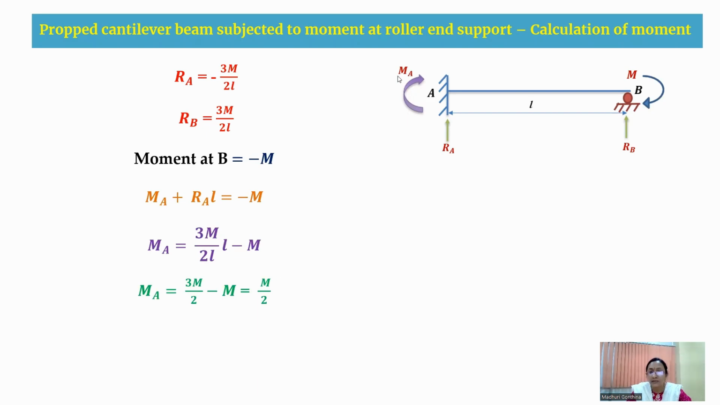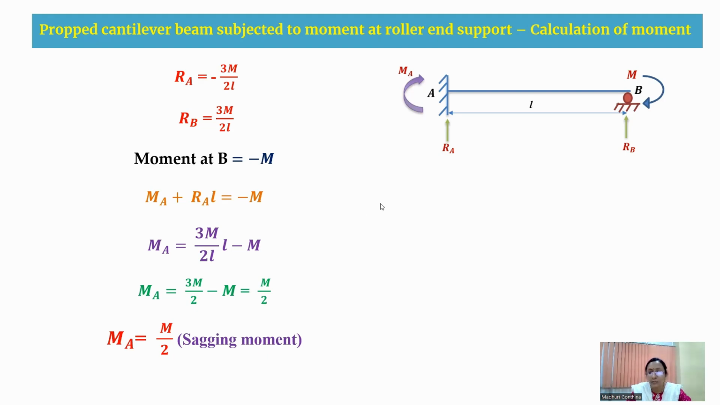So that means whatever sign convention I'm considering for the A support is sagging nature. So that is correct. Therefore, I'm just leaving that sign convention to be the same. So MA is equal to M by 2, which is in the sagging nature.